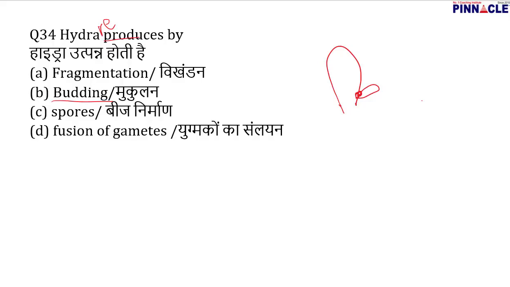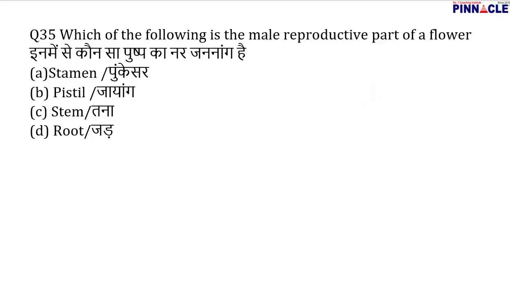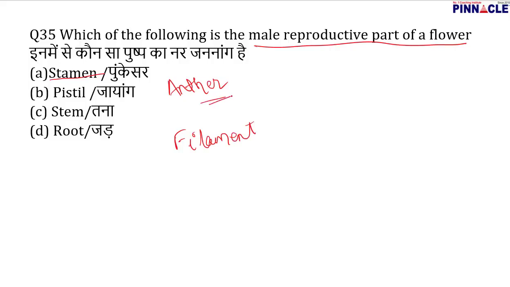Moving to next question, that is question number 35. We have been asked which of the following is the male reproductive part of a flower. So the male reproductive part of a flower is stamen, and this stamen has two parts. One part is said to be anther and another is said to be filament. The main purpose of anther is to produce pollen grains, while filament supports anther.